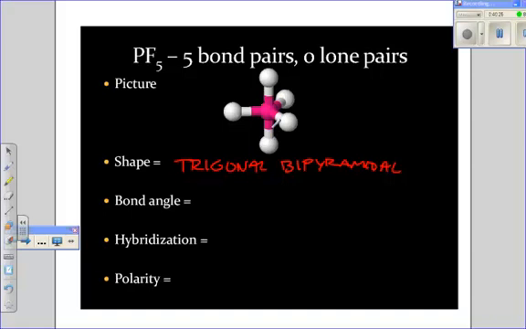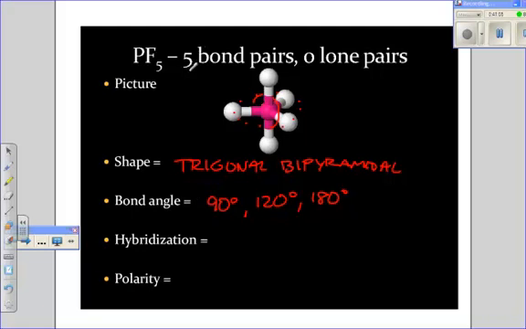Between the top and the bottom and all three in the triangle, I have 90s. There's a 90. I have that triangle in the middle. Remember, I could sort of sketch a circle around that triangle, and we said the bond angles there were 120. And then I also have the full-blown thing, which is 180. The top and the bottom are 180 degrees. So when we're talking bond angle, you have to report out all three.